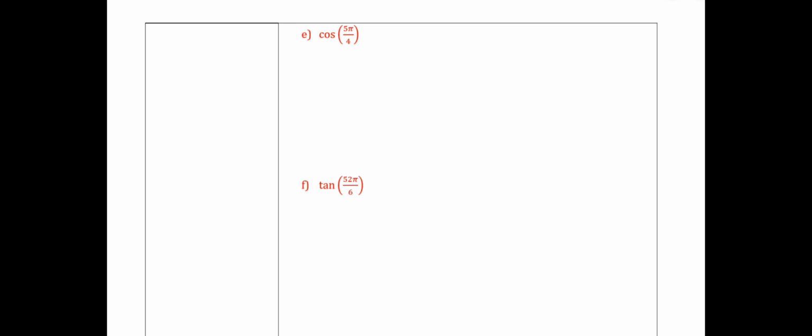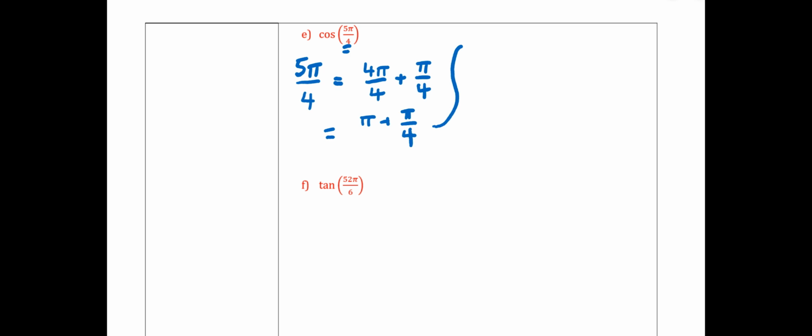Okay, so let's look at 5 pi on 4 and think, how might I represent this? Well, the nearest whole number would be 4 pi on 4. So that leaves 4 pi on 4 with 1 remainder. So this is equal to pi plus pi on 4. So I've got to think to myself, the question is actually asking, what is the cosine of pi plus pi on 4?